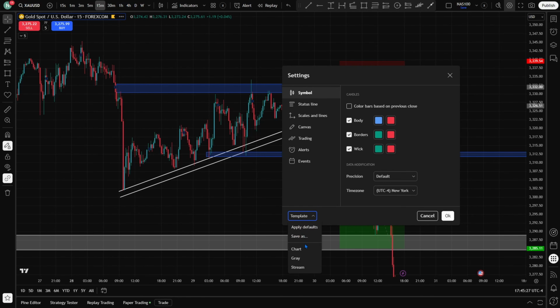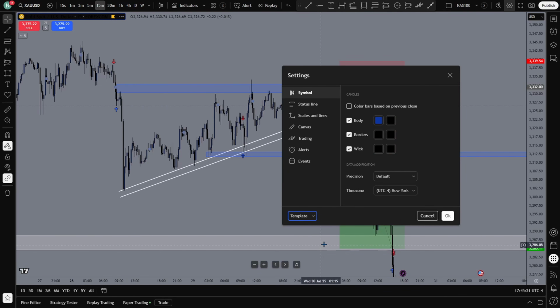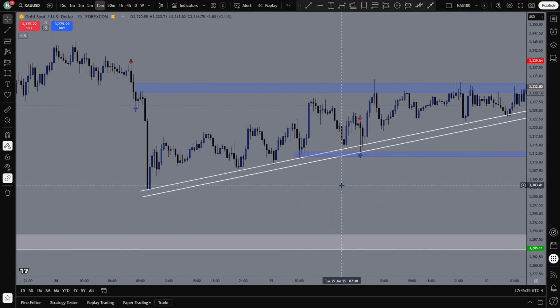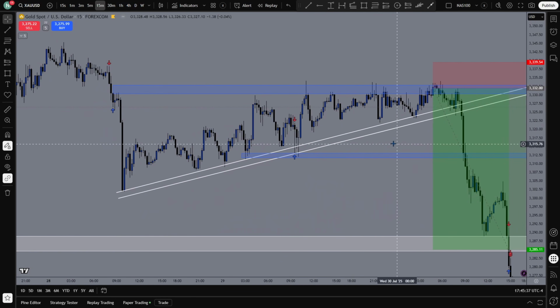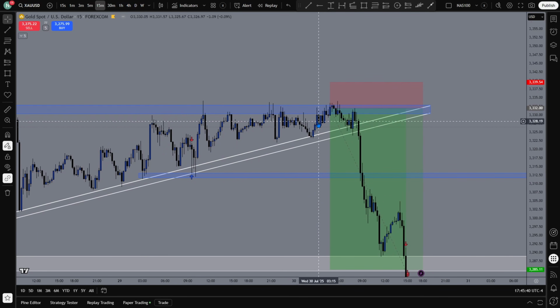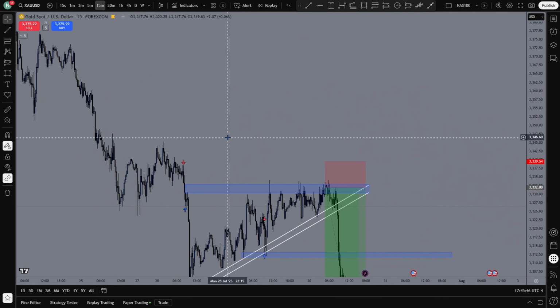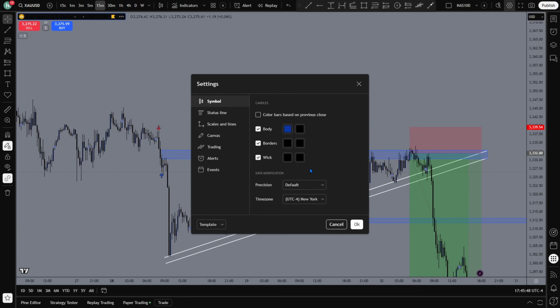So here I have my gray chart. If I just click my template here, you'll see that this is my gray chart that I use sometimes as well, that I want to switch off here, right? So you see here, I got my blue candles as bullish, my black candles as bearish, with a nice clean chart here, and then double click it again if you want to change it.